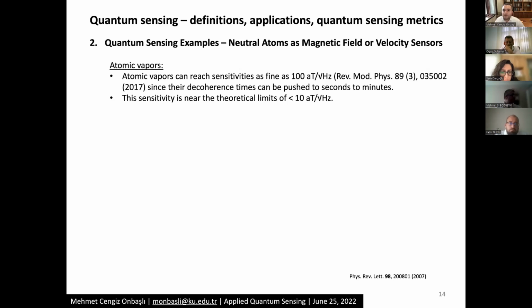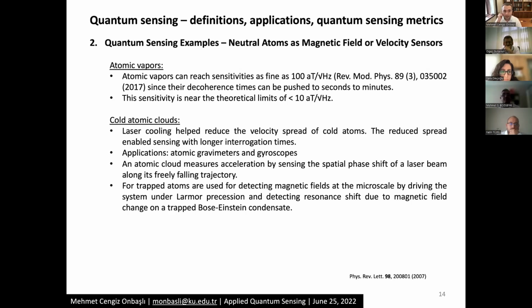nanoparticle level intensities. And the coherence times can be pushed to seconds or minutes because of the way the technical chambers have been designed. And theoretical limits were calculated to be as low as 10 attotesla per square root hertz. So this means single particle detection or superparamagnetic limit like detection might be possible using atomic vapors. In addition, there can be cold atomic clouds as well.